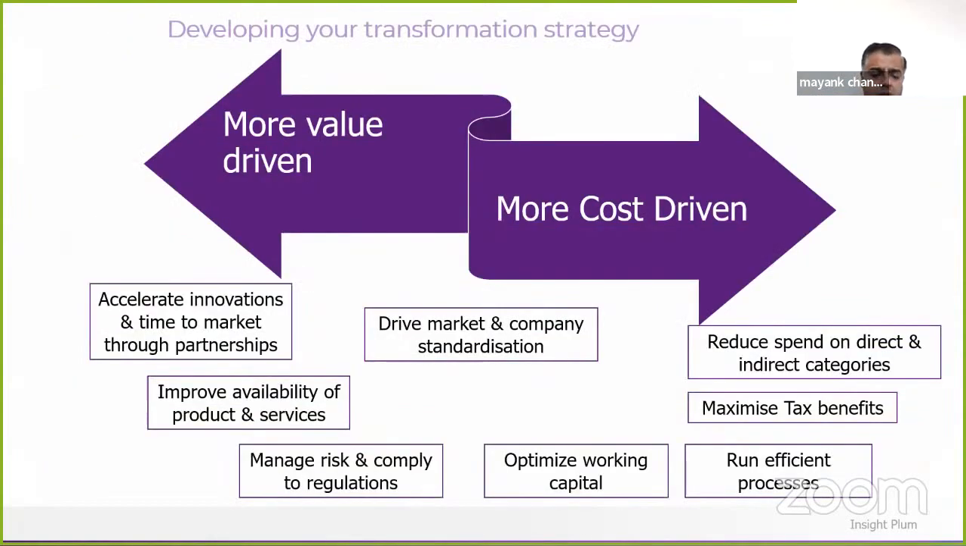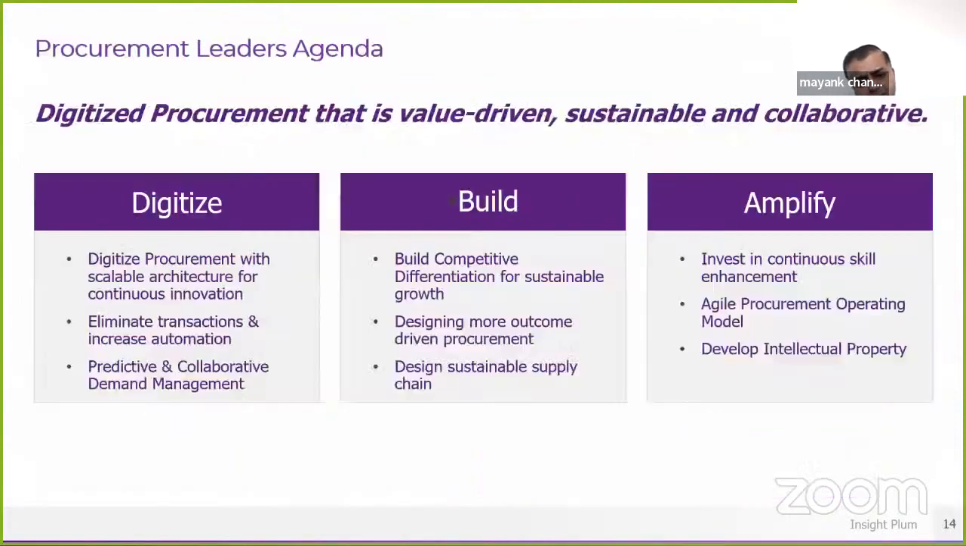Then when you're looking at your transformation, again, there are two sides of it. What are the more value driven parameters and also the more cost driven. So can you accelerate the innovation and time to market? Can you improve your products? Can you improve the competitiveness of your product? Can you drive better risk and compliance? Or are you looking at more cost driven measures? How can you reduce spend? How can you maximize tax benefit, run more efficient processes? So strategy needs to cover both value and cost.